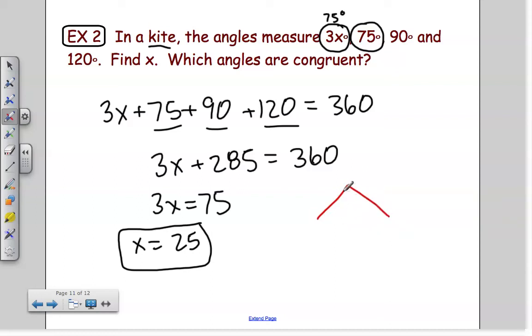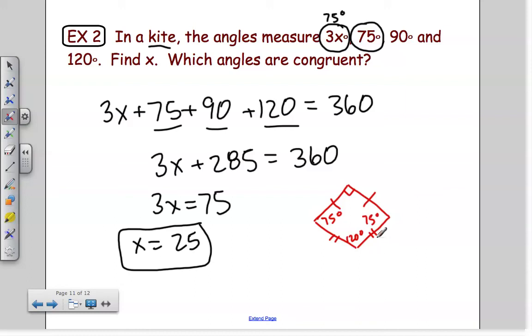Oops. 75, so a little less than 90. A right angle will go here. 75 degrees, and 120. And that looks okay. These two would be congruent. These two would be congruent. Kind of a goofy looking kite.